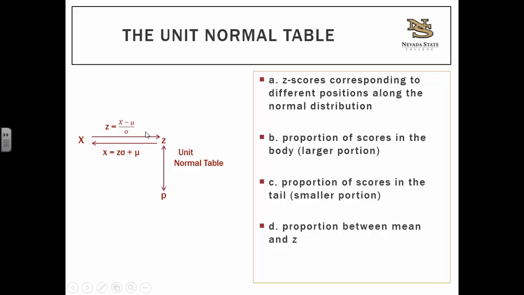So whenever you're going between X and Z, and you can think about Z as like a bridge between scores and probabilities, you need to use a formula. But whenever you're going between Z and the probability, then you're using the unit normal table. And you're going to get pretty comfortable with using this table through the examples in this lecture and your practice problems. And then here I just summarize what each of those columns in the unit normal table represent.